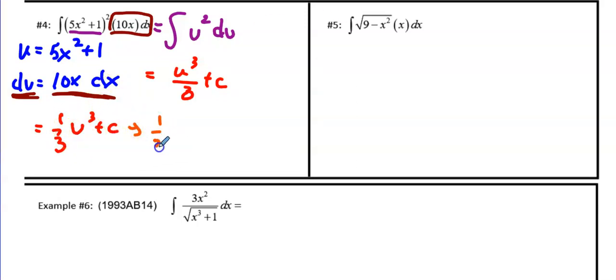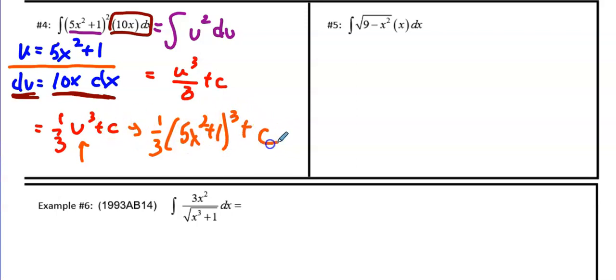So our answer to our problem, ladies and gentlemen, is that once we've done this, we're going to now write the 1/3. But our question was given to us in terms of x, so we need to replace this u with the function 5x squared plus 1. And then again, we have our cube here plus c. So the answer to our problem is what you see right here.